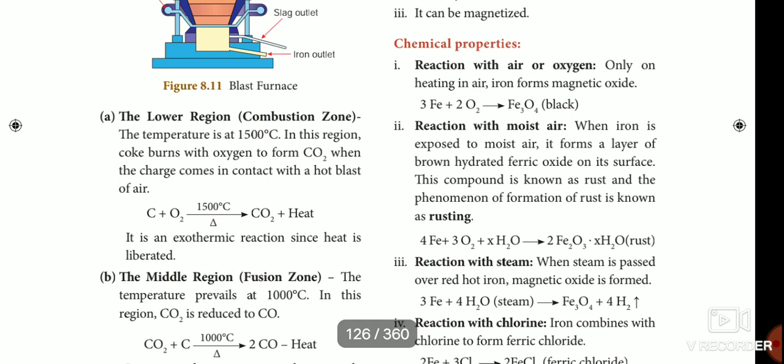Rust forming is the corrosion of iron. So iron reacts with oxygen and moisture, H2O, in the air, and rust forms. The formula of rust is Fe2O3 times x H2O, where x is a variable number of water molecules.